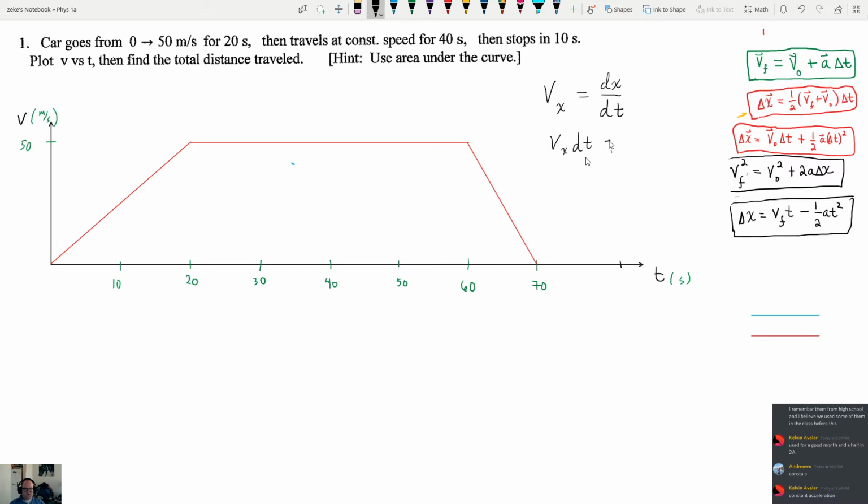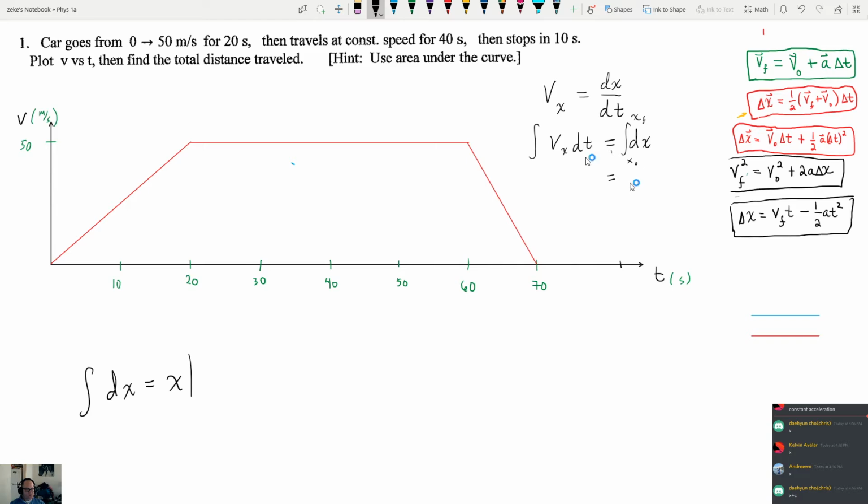And then what you can do is this is equal to dx. And now you can integrate both sides. On the right-hand side, you're going to go from some x initial to some x final. What happens if you just integrate dx? If I just write integral dx, what's that equal to? Just equal to x, right? Of course, you need to evaluate it between your limits.